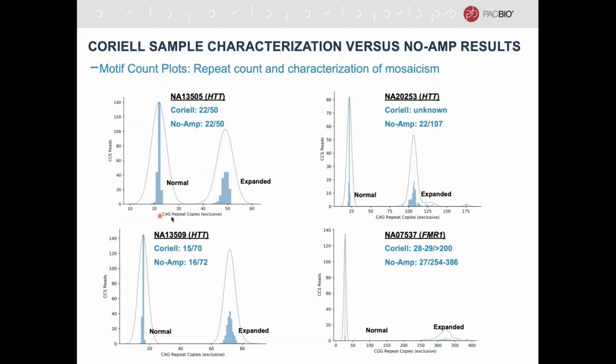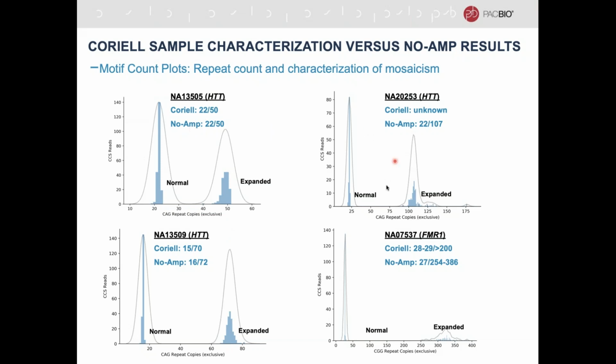And then here is the number of repeat counts. So this is not bases, it's the repeat count. In this repeat count, you have 3 bases. So this is basically where it peaks. Here you can see for the normal allele, it peaks at 22 repeats, and for the expanded allele, it peaks at 50. And you can see that there's a perfect consensus between the CORIELL call and the NOAMP genotype.